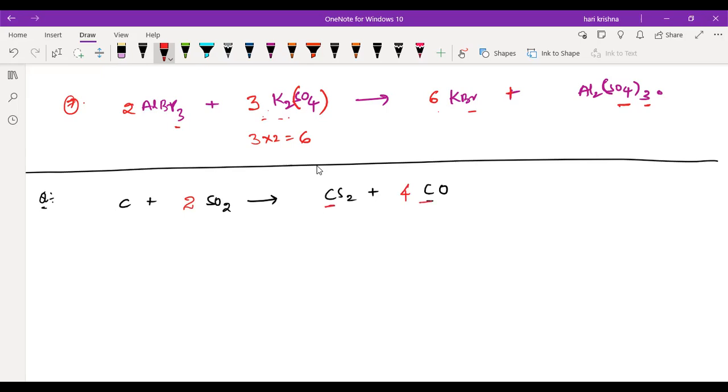5 and 1. So just keep it 5. Now it is balanced or not? Yes, sir. Got it. Clear? Yes, sir.